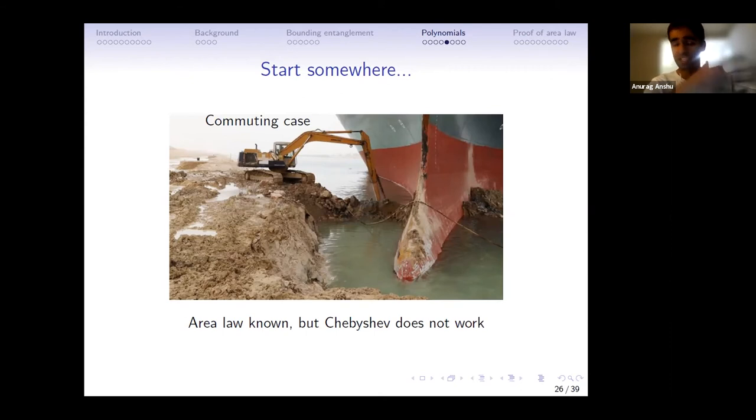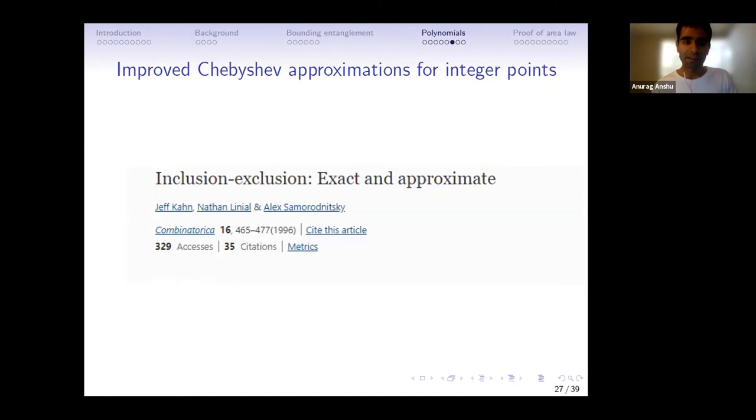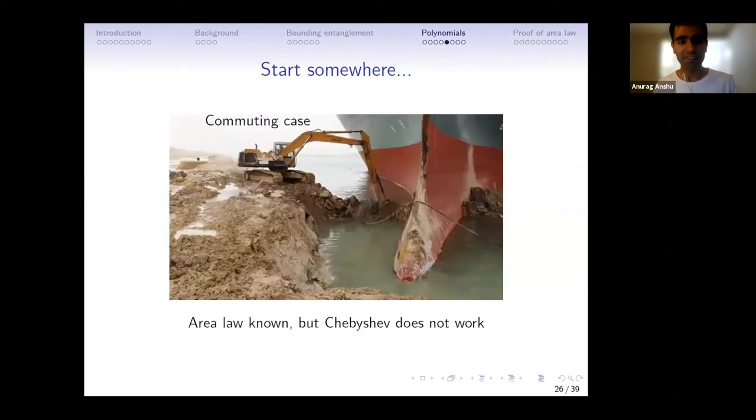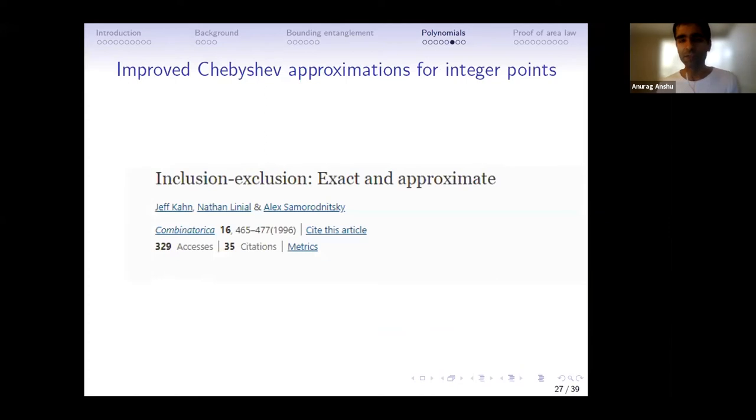What's missing in the understanding of Chebyshev polynomials or the commuting Hamiltonians? So let's talk about that. The key to resolving this issue, that the Chebyshev approximation doesn't work for the commuting case, but there is an area law in the commuting case, is to try and understand this approximation a bit better. So we'll talk about improved Chebyshev polynomial approximations, which happen for very special scenarios.